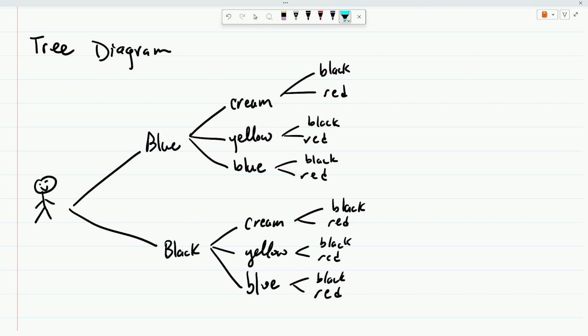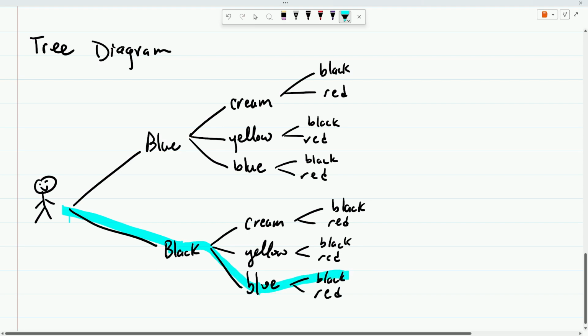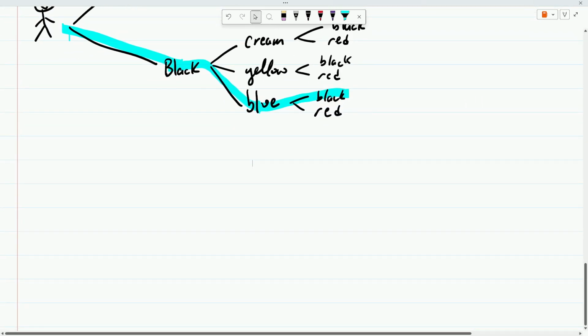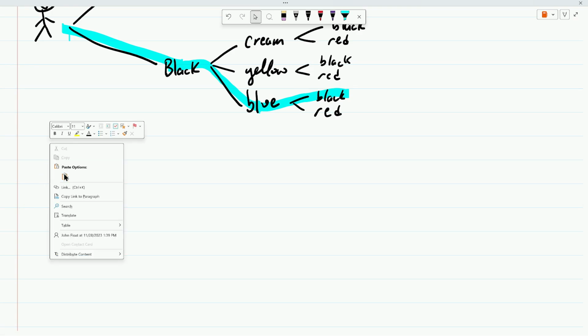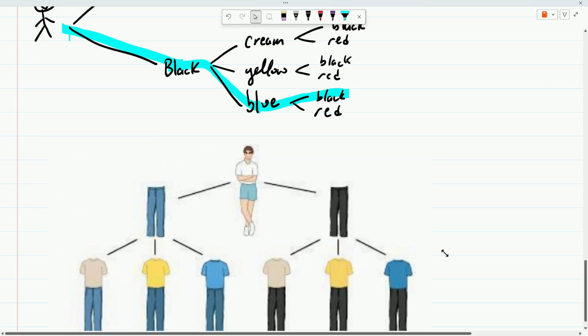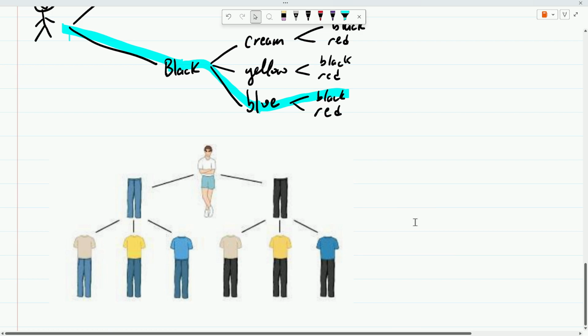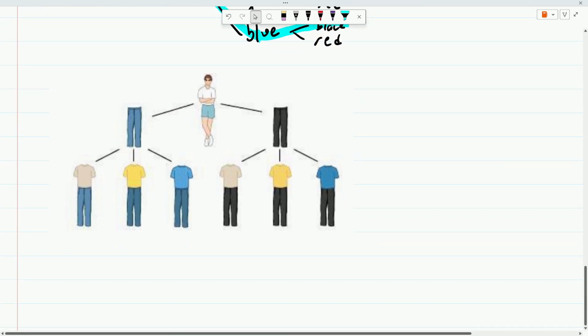Like, for example, one day I can wake up, wear black pants, blue shirt, black shoes. So there's one outfit right there. All right. And then you can just keep doing this. Now, your book has a really nice picture of this that I'm going to show you. All right. And here it is right here. So there you go. It's the same exact thing as what I did.